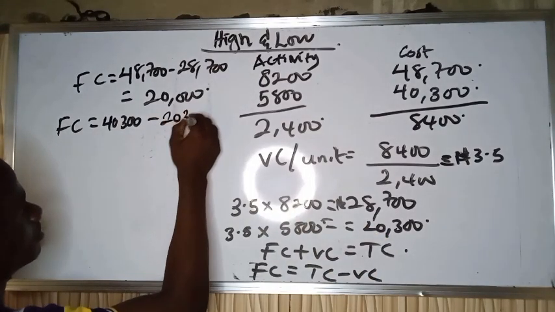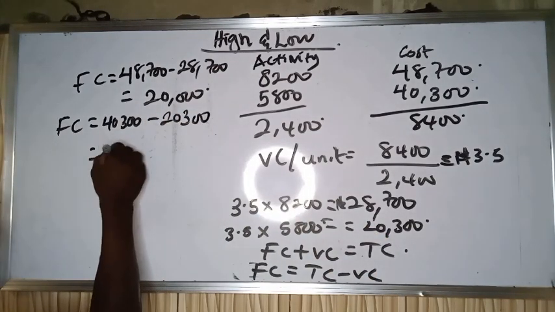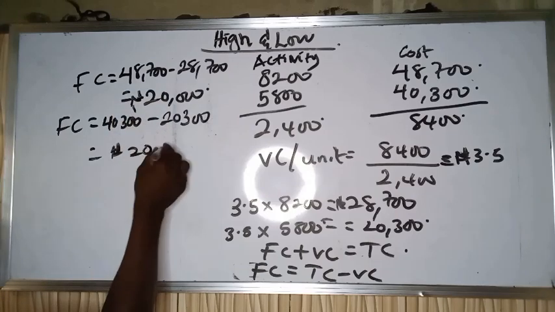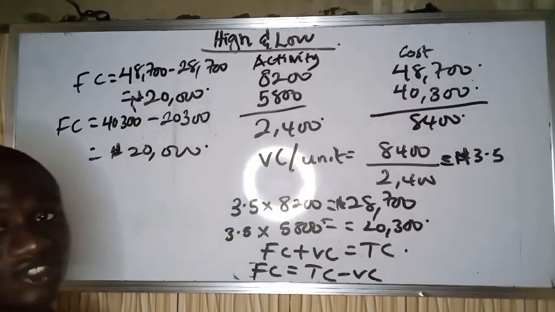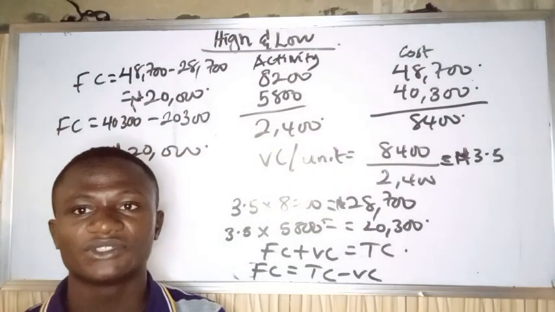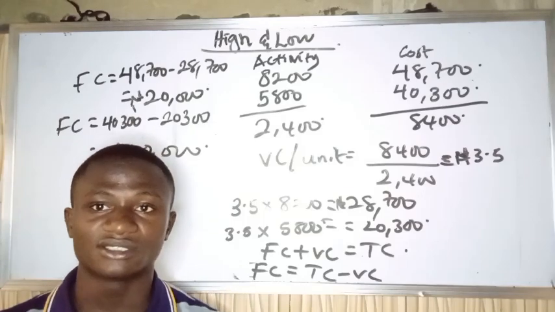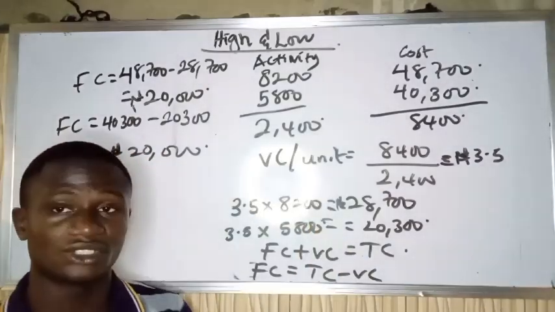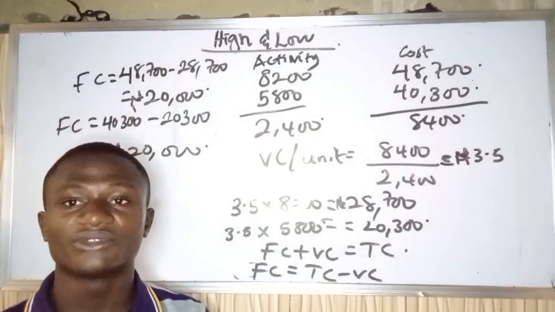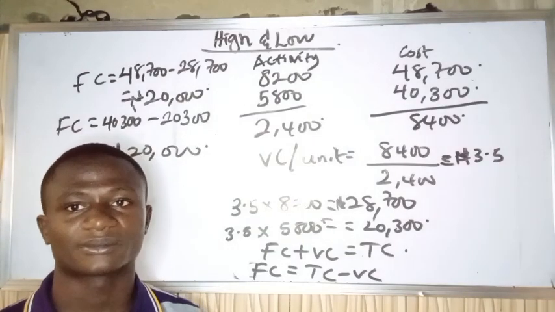20,300. So if you subtract, you get your fixed cost to also be 20,000. And that's why I said, irrespective of the method you use, you should get your fixed cost to be your fixed cost, because fixed cost does not change irrespective of the level of activity.